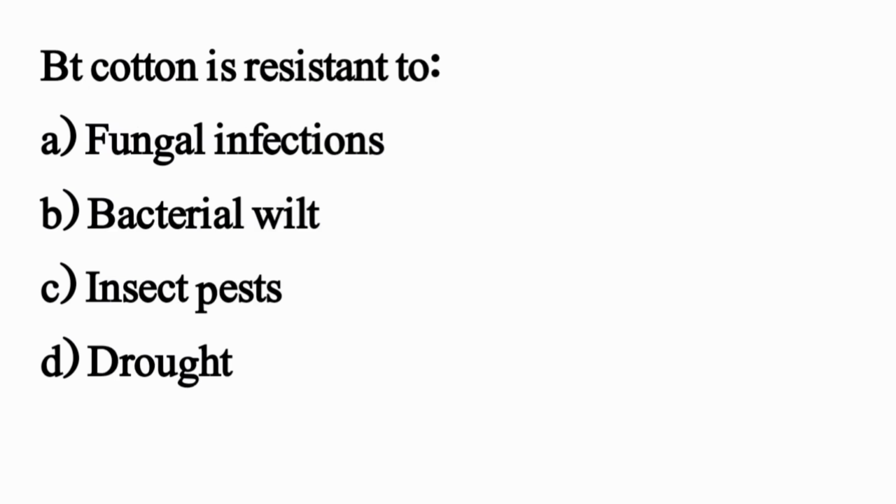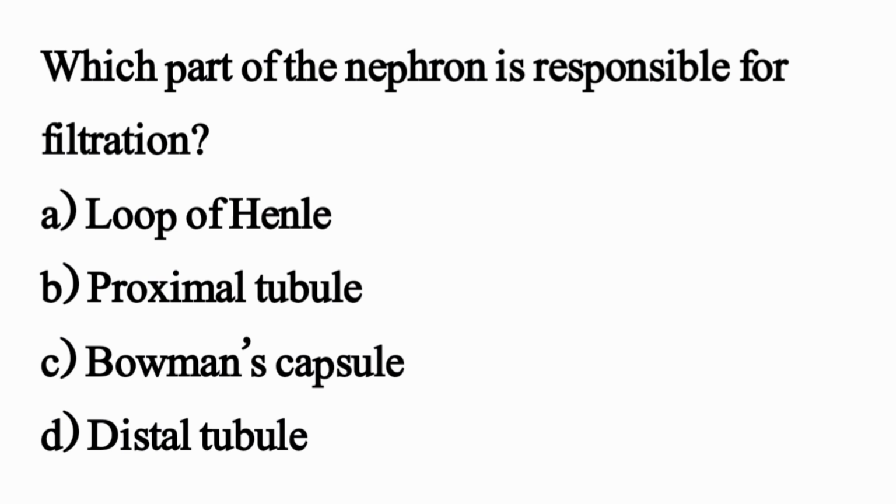Bt cotton is resistant to. The right option is option C, insect pests. Which part of the nephron is responsible for filtration? The right option is option C, Bowman's capsule.